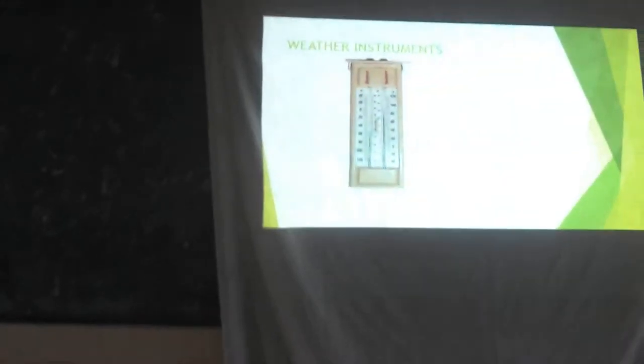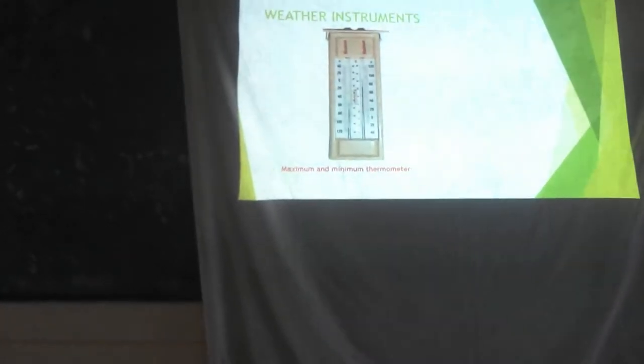So we have the first one. Which weather instrument is this? This weather instrument shows the minimum and maximum thermometer. These two put together measure the temperature, how hot or cold a place is. So we have the maximum and minimum thermometer. What does it measure? It measures temperature. At least you remember that a thermometer measures temperature.